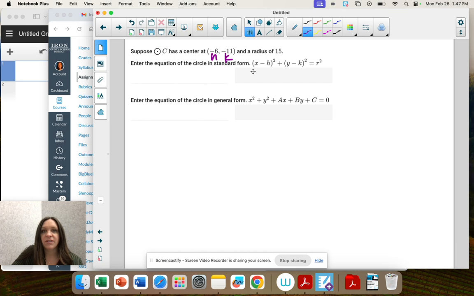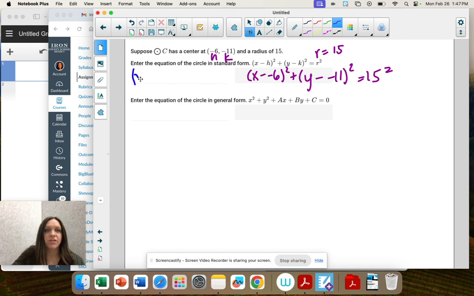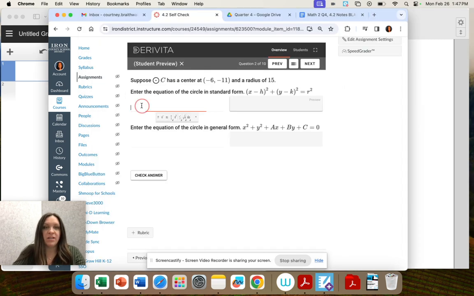So H is -6, and K is -11. And R is the radius, that's 15. So 15 squared, I'm going to simplify that up a little and write it over here. So I have x plus 6 squared plus y plus 11 squared, and 15 squared is 225. So I'm going to go type that in. x plus 6 squared plus y plus 11 squared equals 225.